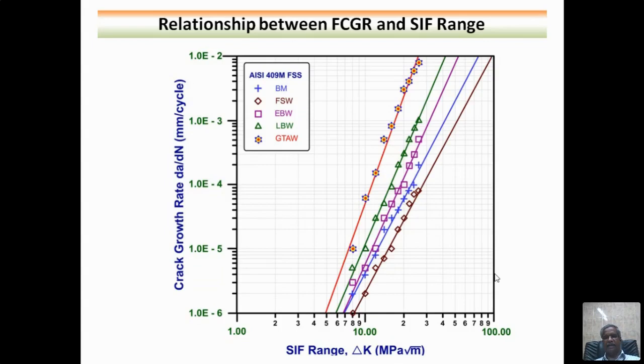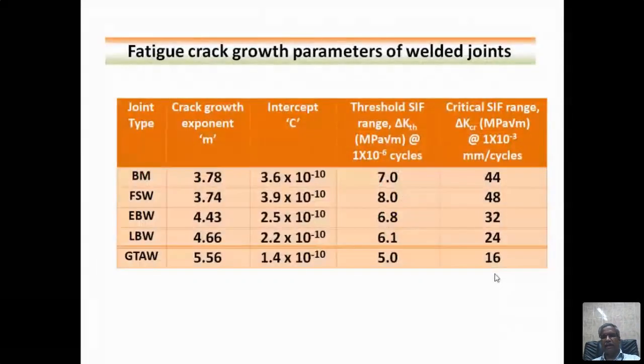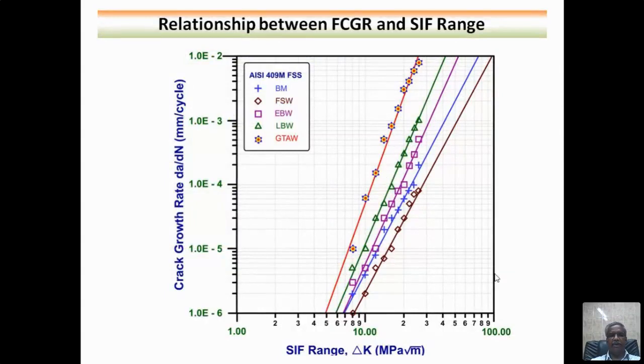Another thing is, there are two design parameters we will also derive from this graph. We will take as criteria 1 into 10 power minus 6 cycle. What is the stress intensity factor for this? For example, the last one is the FSW joint, friction stir welded joint, the maroon curve. For this, what is the stress intensity factor range at 1 into 10 power minus 6? It is coming to 8, that is 8 MPa root meter. So this is called the threshold stress intensity factor. I will come back to why it is called threshold stress. Similarly, sorry, I'll go back. Yes, 1 into 10 power minus 3.